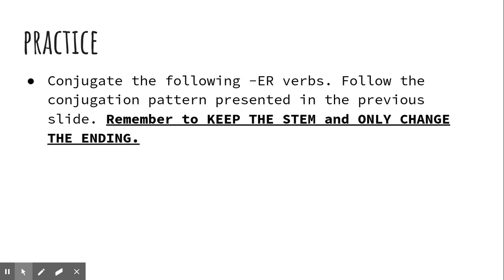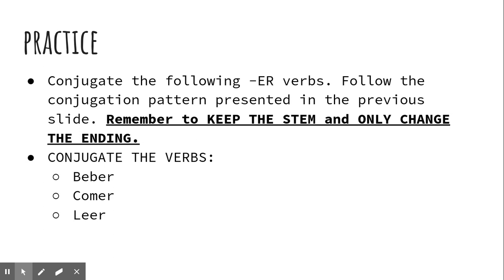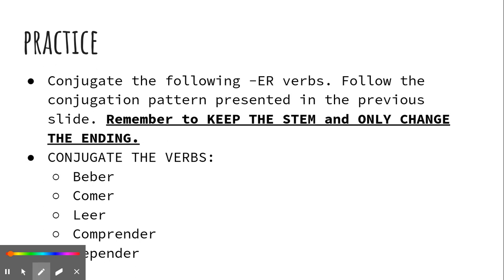Okay, so let's practice once again. Like I said on the previous slide, we're going to conjugate some verbs. This follows the pattern, so make sure you keep the stem and only change the endings. And I'm going to ask you to conjugate 5 verbs: beber, comer, leer, comprender, and depender. As you can see, all of these verbs are ER verbs. You can see it in the ending.